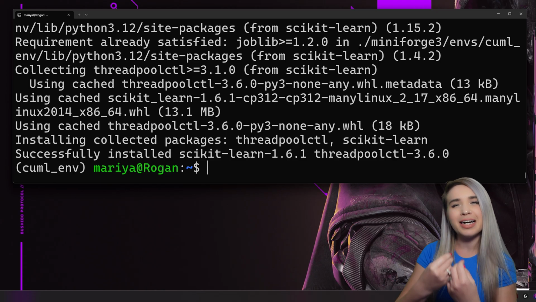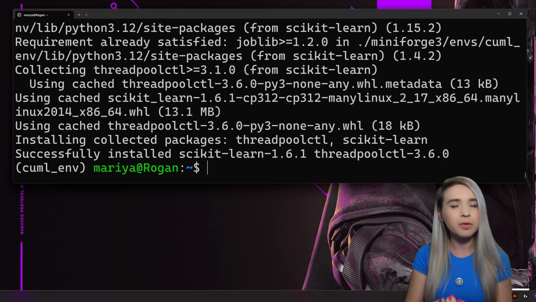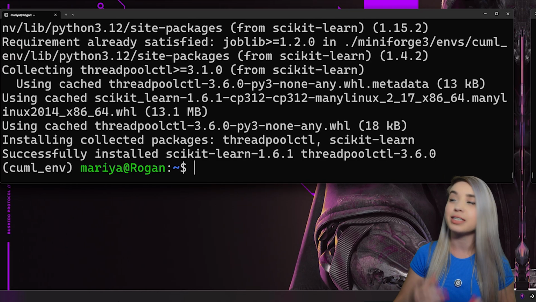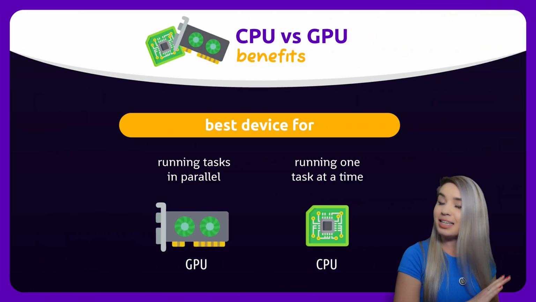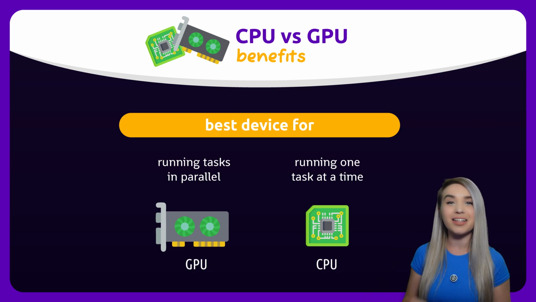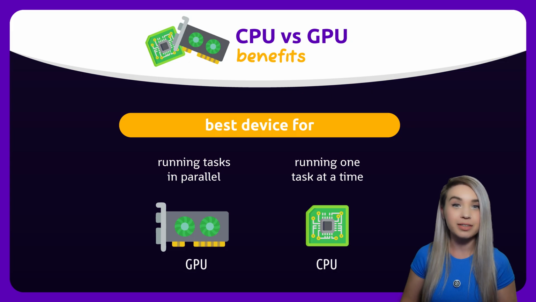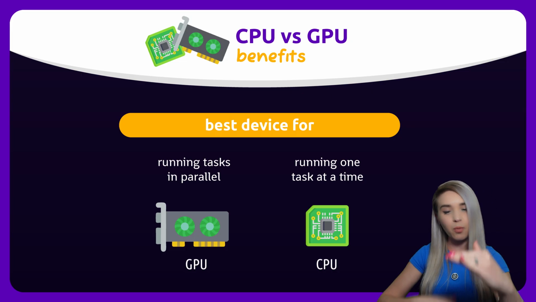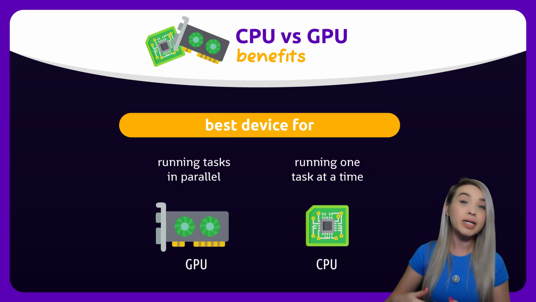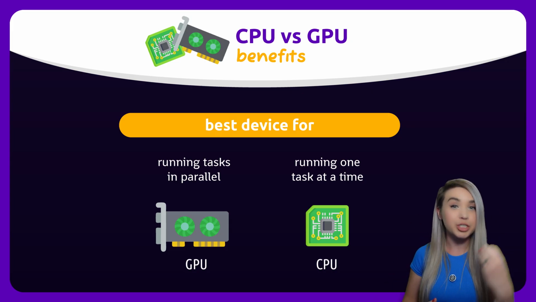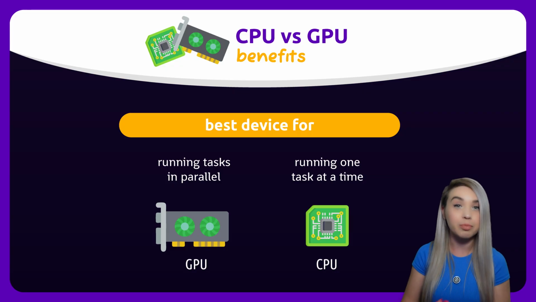But what kind of workflows are more suitable for GPU processing? Well, generally speaking, anything that involves lots and lots of calculations in parallel is the bread and butter of GPUs. CPUs, on the other hand, are incredible at performing one task at a time. So let's quickly see three use cases where GPUs outperform CPUs.